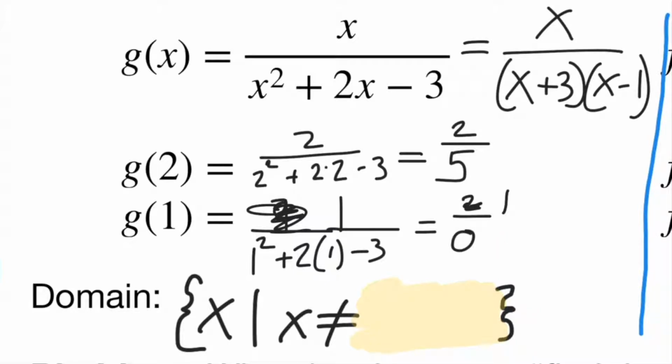So the domain is going to be, and here's how we write it. The domain is going to be all x values, and this line means such that. The collection of all x values such that x is not equal to 1.